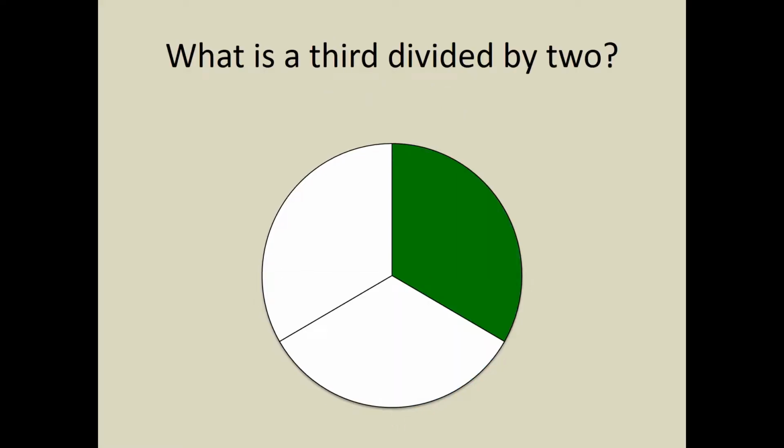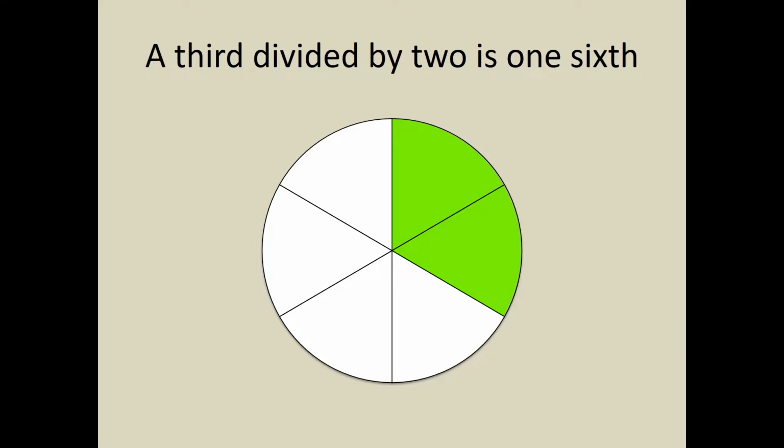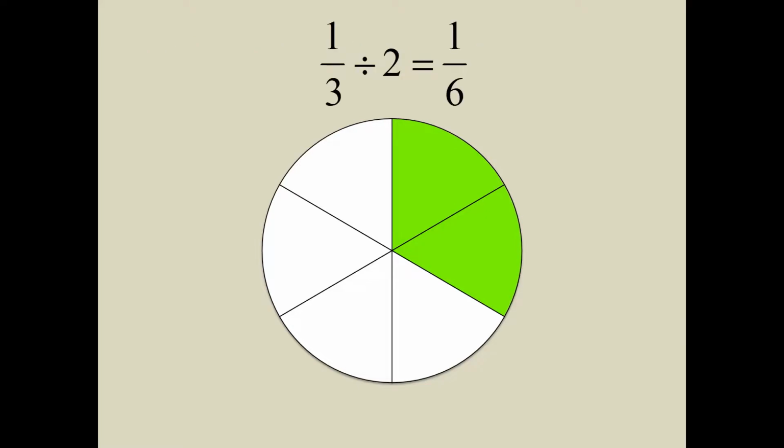Now, what is a third divided by 2? So we're going to divide this section here, which is a third, into 2. So now, what have we got? So we've now got, easy to see on a pie, apple pie, as we can see here, this third has now been split into 6. So our answer, we can see, a third divided by 2 is 1/6. 1/3 divided by 2 is 1/6. So we can see that there. The 3 and the 2 in relation to the 6, which is helpful.